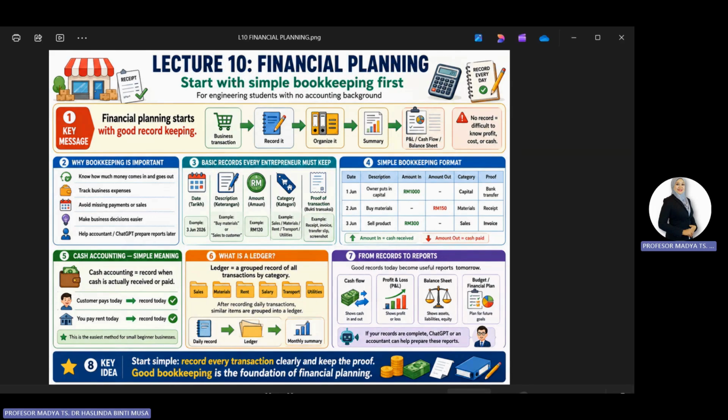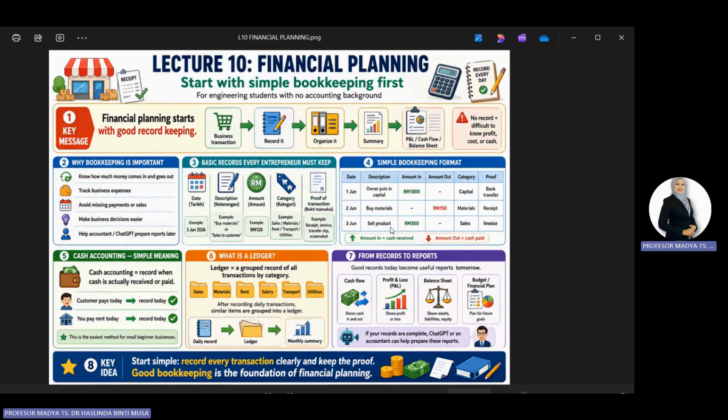So for all the account related financial planning, I often remind students to please start with simple bookkeeping. From the bookkeeping, then you move towards what's important after that. You can do a balance sheet, a financial statement, a P&L, profit and loss statement, and so on. I gave you an example of a bookkeeping record here.